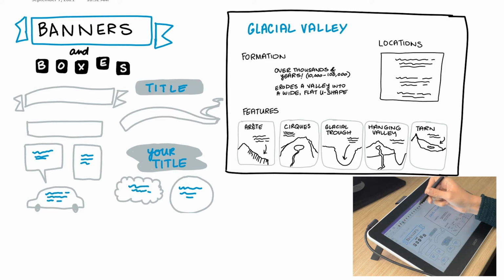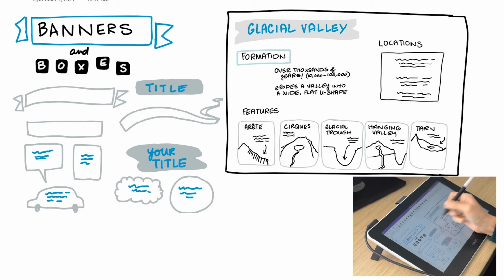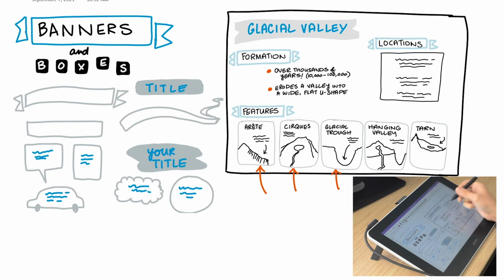On our example here, we might add a big banner to the title so it stands out more, and banners to the subtitles. You can see we've put each feature of the glacial valley into a separate box. Finally, let's add a few bullet points so our text isn't just floating there.